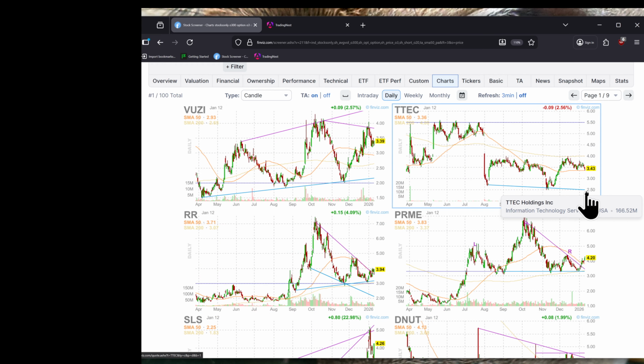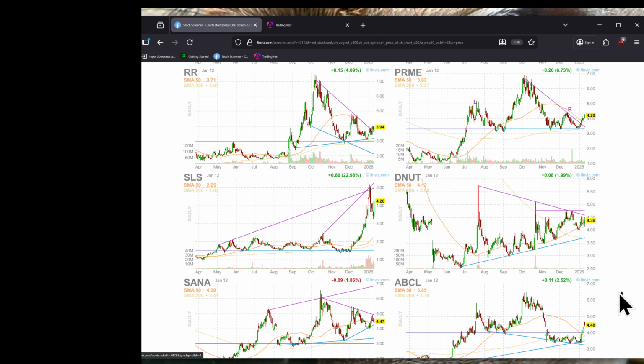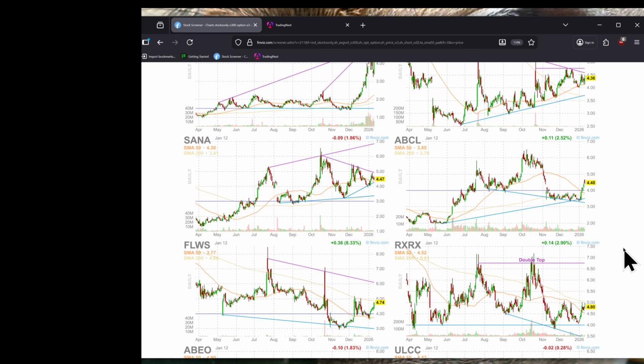Do some of them look better than others? Heck yeah, they do. RR looks pretty good. PRME looks pretty good. All I mean by this is it's turning the corner and they look like they have a halfway decent structure. Every one of these then I'm adding to a watch list. ABCL, I had that one at the end of the year. We missed it. Sana looks okay, as you see.